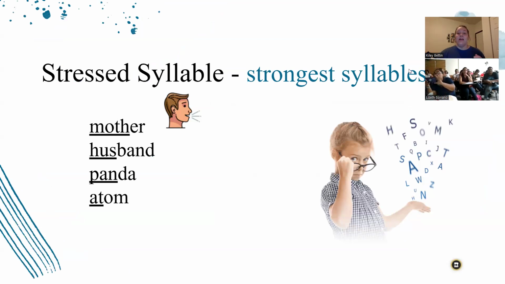So first, we'll just go over that. Your stressed syllable is that strongest syllable. The first word is mother. You guys are more than welcome to say that out loud if you would like. Mother. So in mother, very good job, we can hear that that is the strongest and loudest part of the word because my voice gets a little bit higher. And then our next word is husband. You guys can try that.